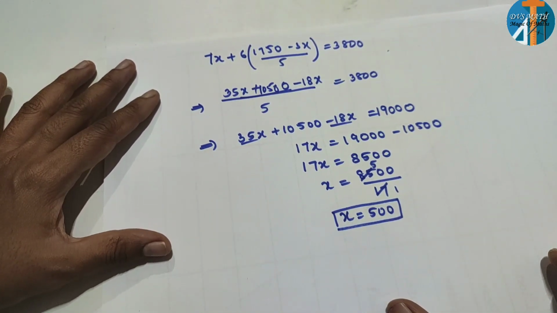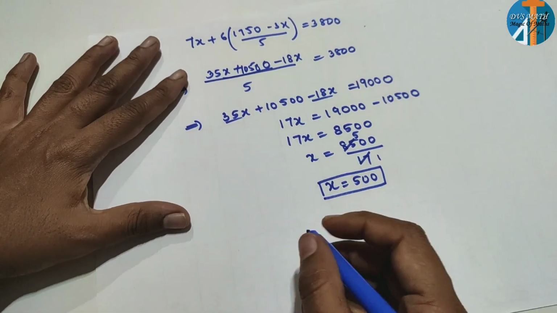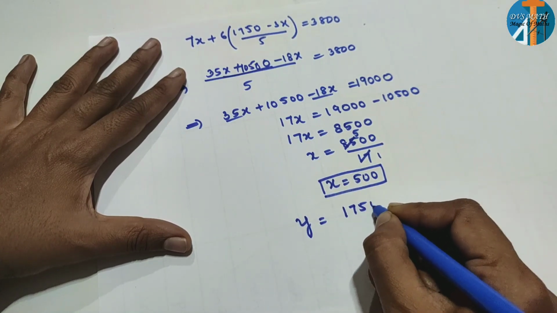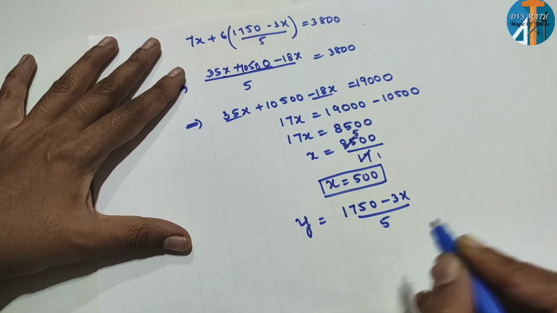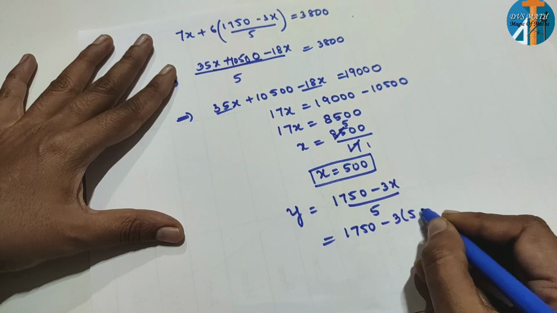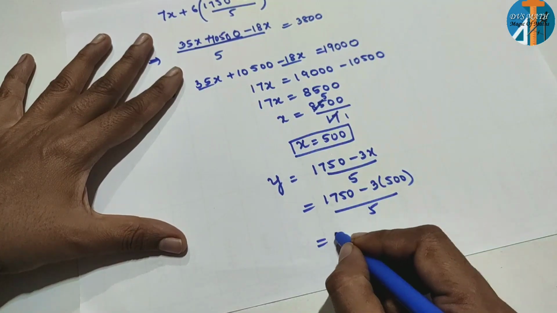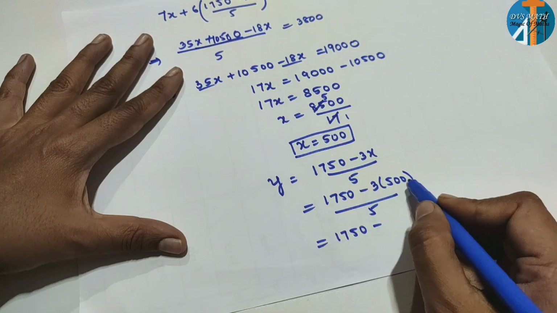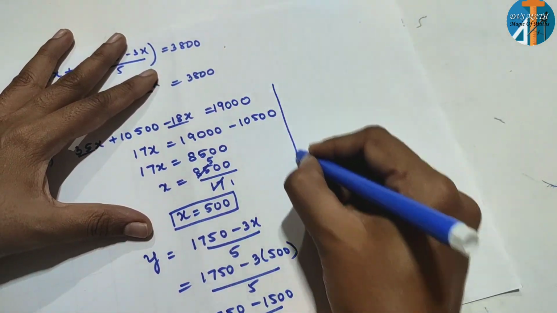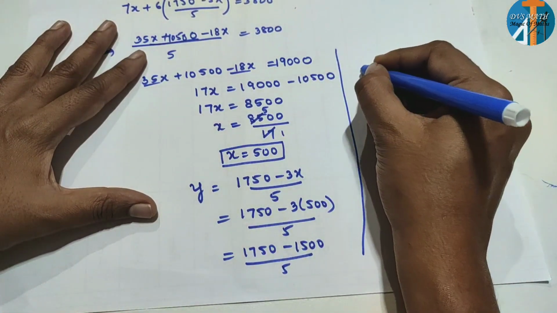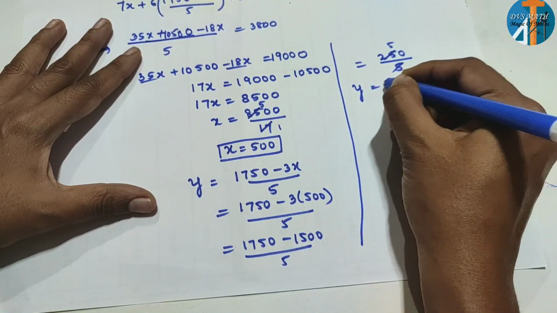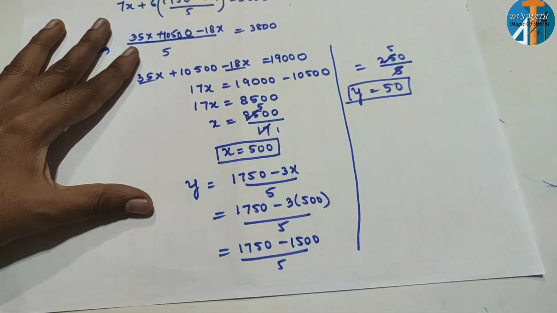Now let us find the cost of the ball. What is the y value? Here we took y. So y is equal to 1750 minus 3x by 5, right? So now let us substitute here. 1750 will be as it is, 3 into 500 it is 1500 by 5. So what happens here? 1000 divided by 5. So y is equal to 50 rupees. Means the cost of each ball is 50.